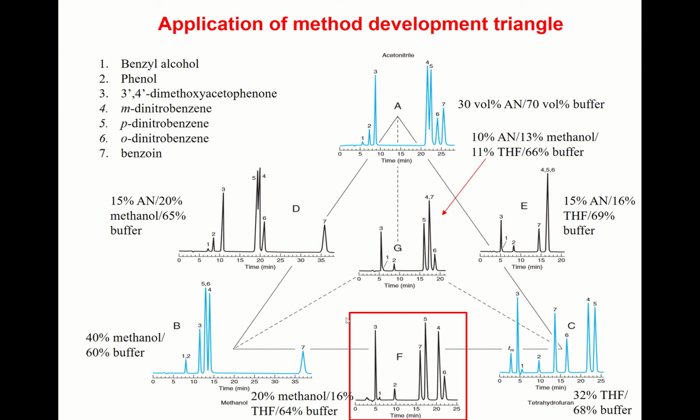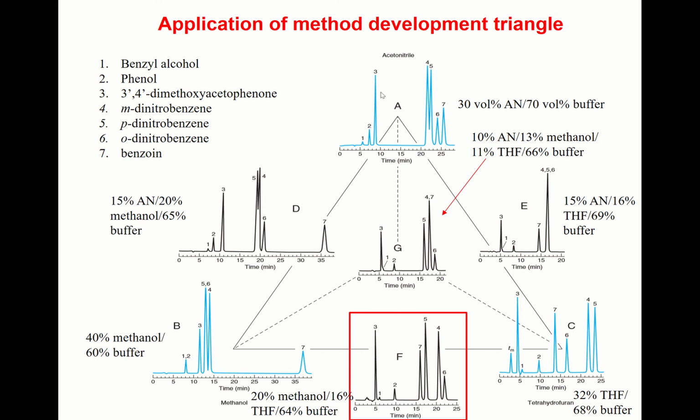So I draw this red rectangle. Compounds 1, 2, 3, 4, 5, 6, 7, all these compounds are well separated. You may like chromatogram C. Well, it's up to you. And then let's keep going.